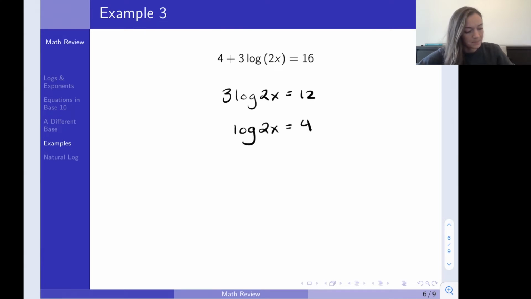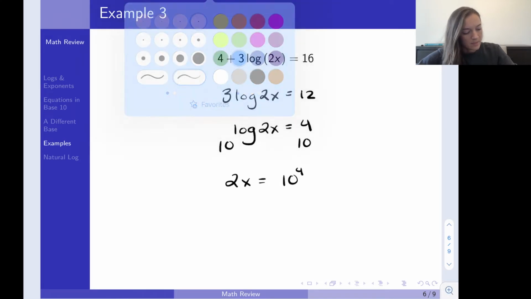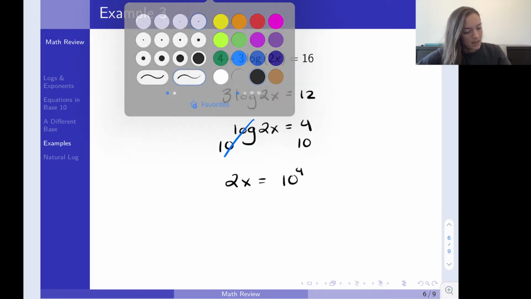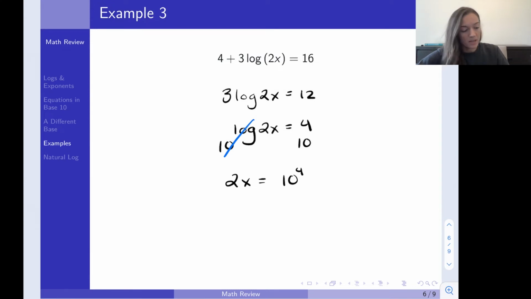And now I'm going to take my 10 and exponentiate my equation. So I have 10 to the log 2x equals 10 to the 4. So now I just have 2x is equal to 10 to the 4 because those went away. And now I can divide both sides by 2. So 10 to the 4 is equal to 10,000.